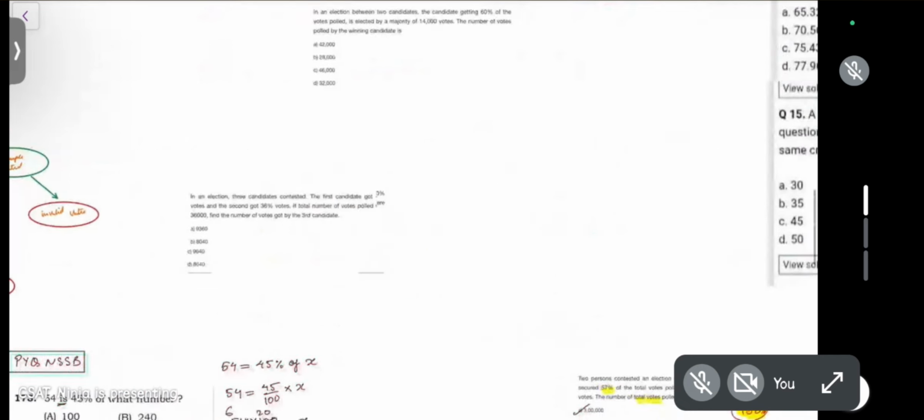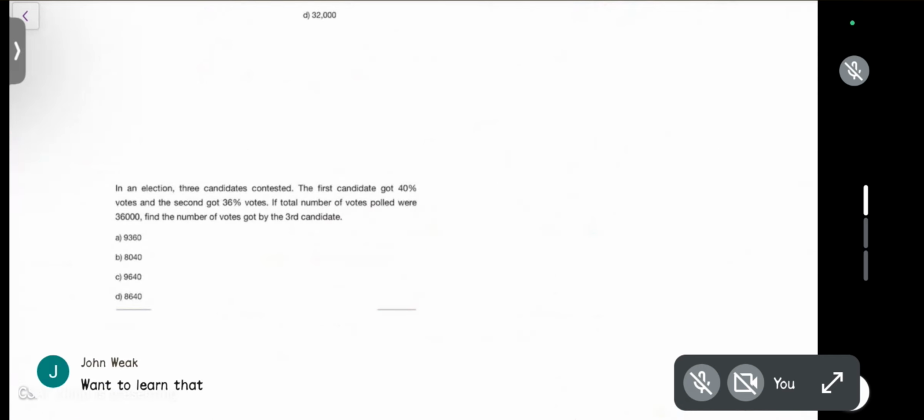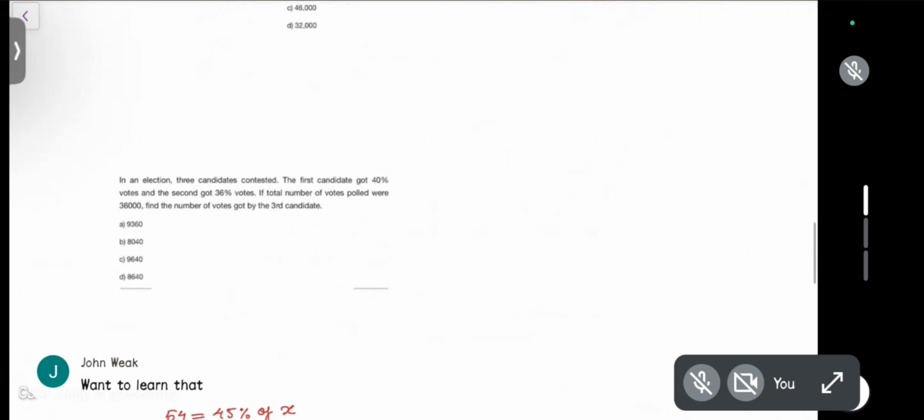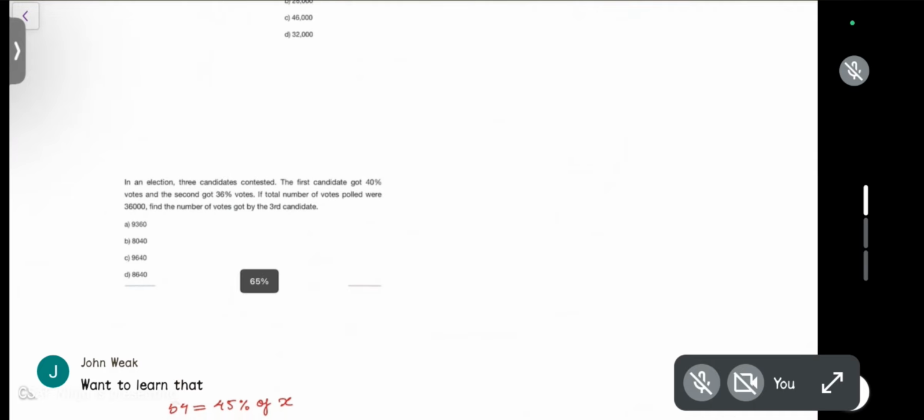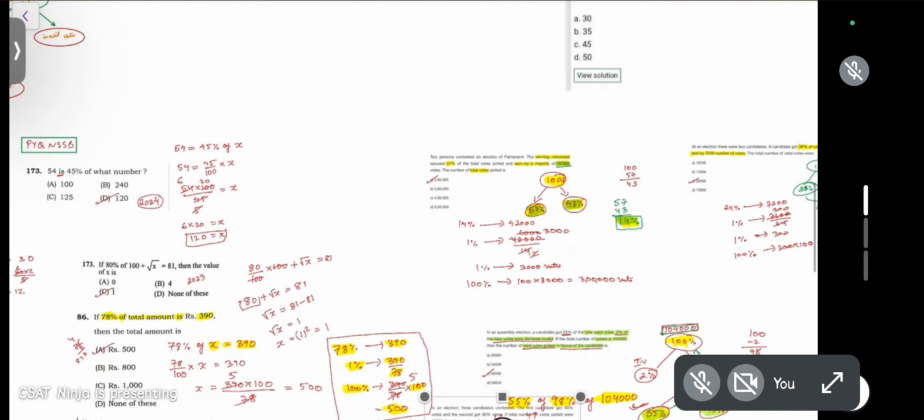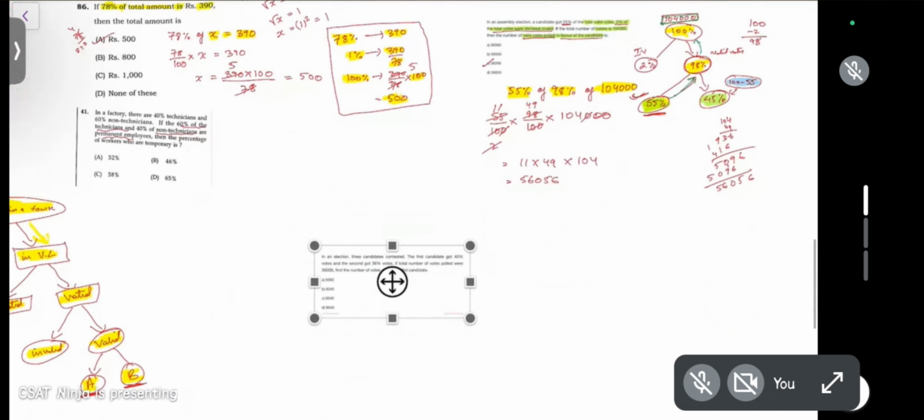Let's check one more. Do we have any 40% votes, second quarter, 36% total votes polled for this one? Find the number of votes. Yeah, let's try it. Last one more question.